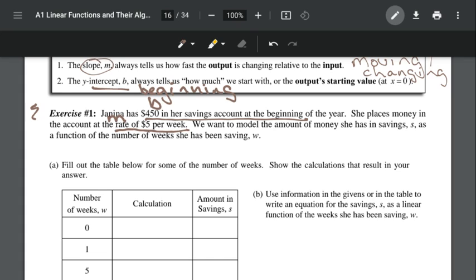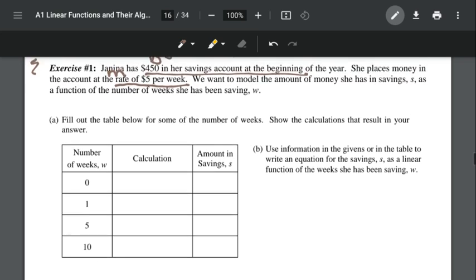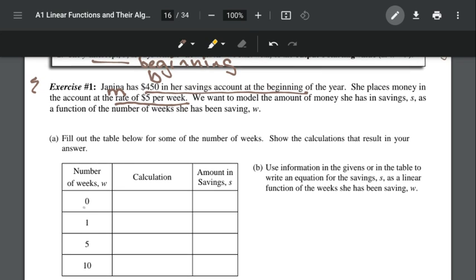So for part A, they want us to fill out a table, which is fine. We can do that. When I look at these problems, I automatically think y equals mx plus b, but I guess we'll get to that after. Let's do part A. So it says fill out the table below for some of the number of weeks. Show the calculations. So at 0 weeks, that's her starting. So she would just have $450. That's what she has at the beginning.